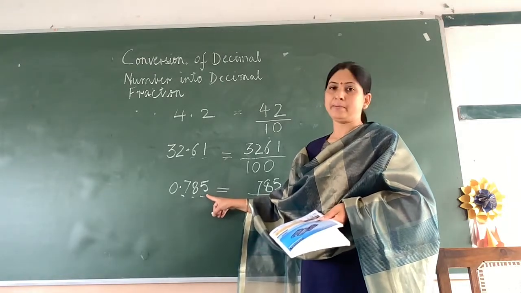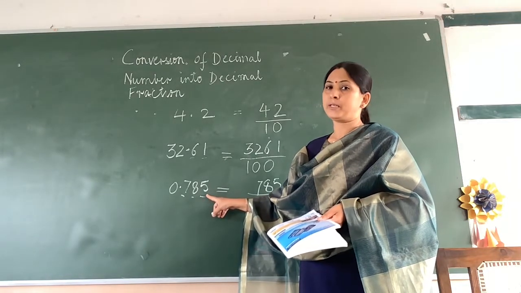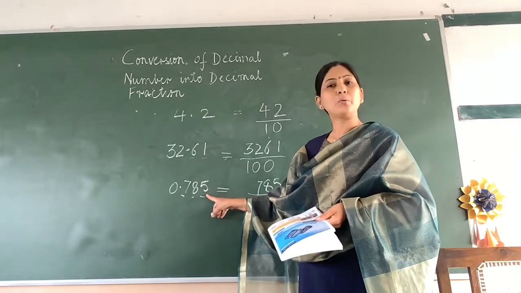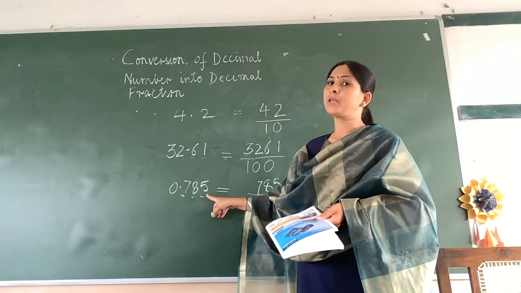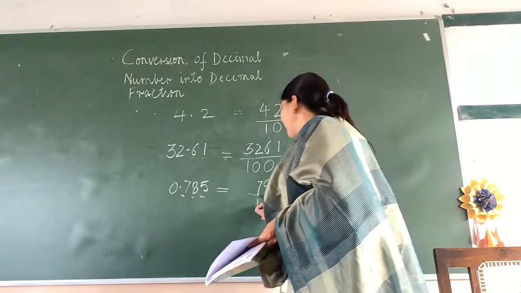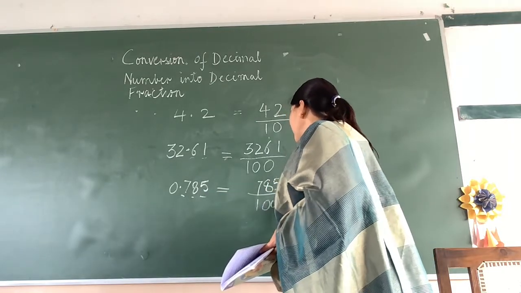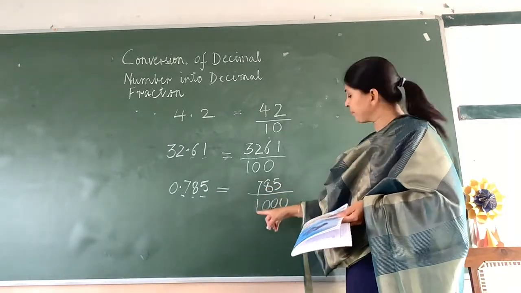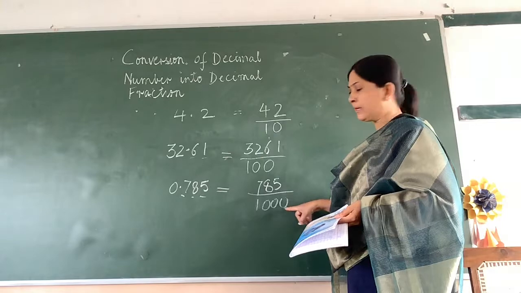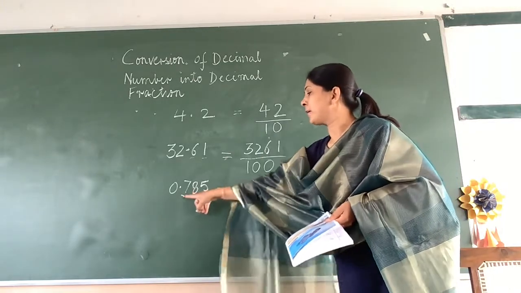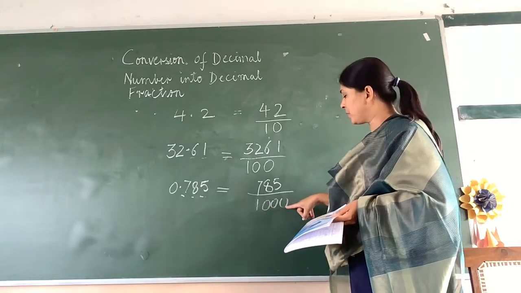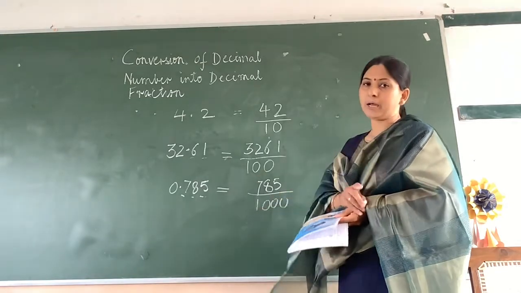0.785 has 3 decimal places. So what will be our denominator? Our denominator will be 1000 because 1000 has 3 zeros. So we'll write 1 and 3 zeros. So now our fraction is 785 over 1000. There were 3 decimal places, 3 digits after the decimal point, so our denominator will contain 3 zeros, which will follow 1.